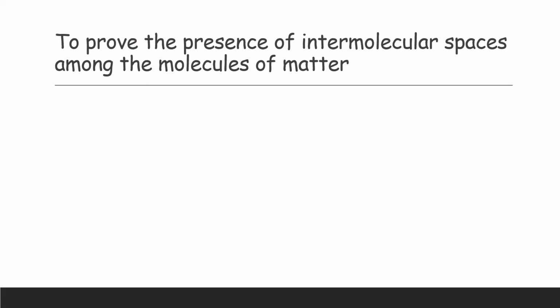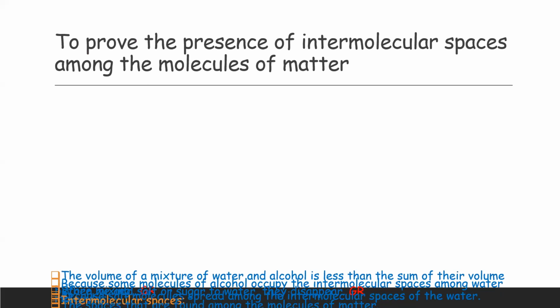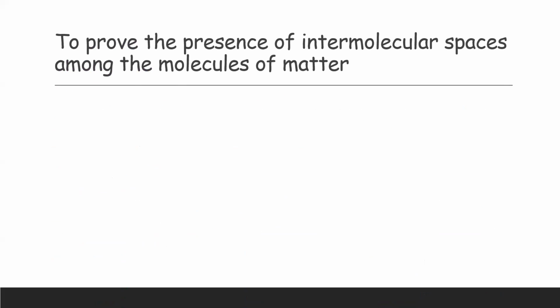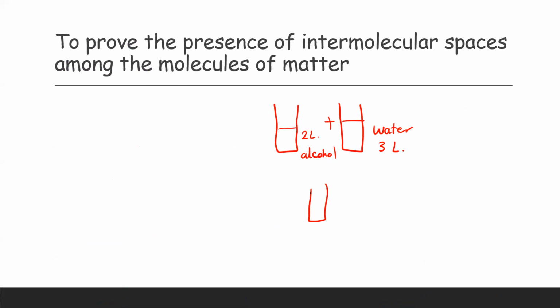How can we prove that we have intermolecular spaces? First of all, if we take a beaker containing water, for example 3 liters, and I bring another beaker that contains 2 liters of alcohol, and I mix them together, who can tell me what the volume will be by mixing water and alcohol? I have 3 of water and 2 of alcohol. What will be the new volume if I add them together?